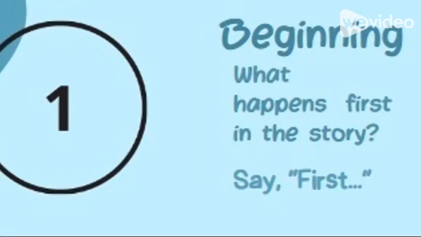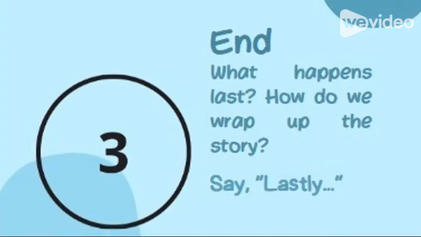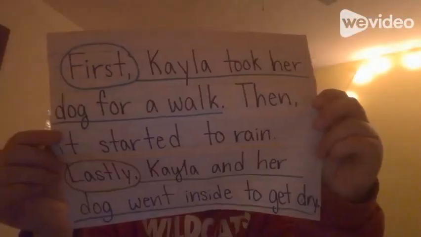The beginning of a story tells us what or who the subject is. It can begin with first. The middle of a story tells us what happens to the subject and usually involves some kind of change. It can start with then. The end of a story tells us how the story stops and usually tells us how the big change impacted the subject. It can start with lastly.